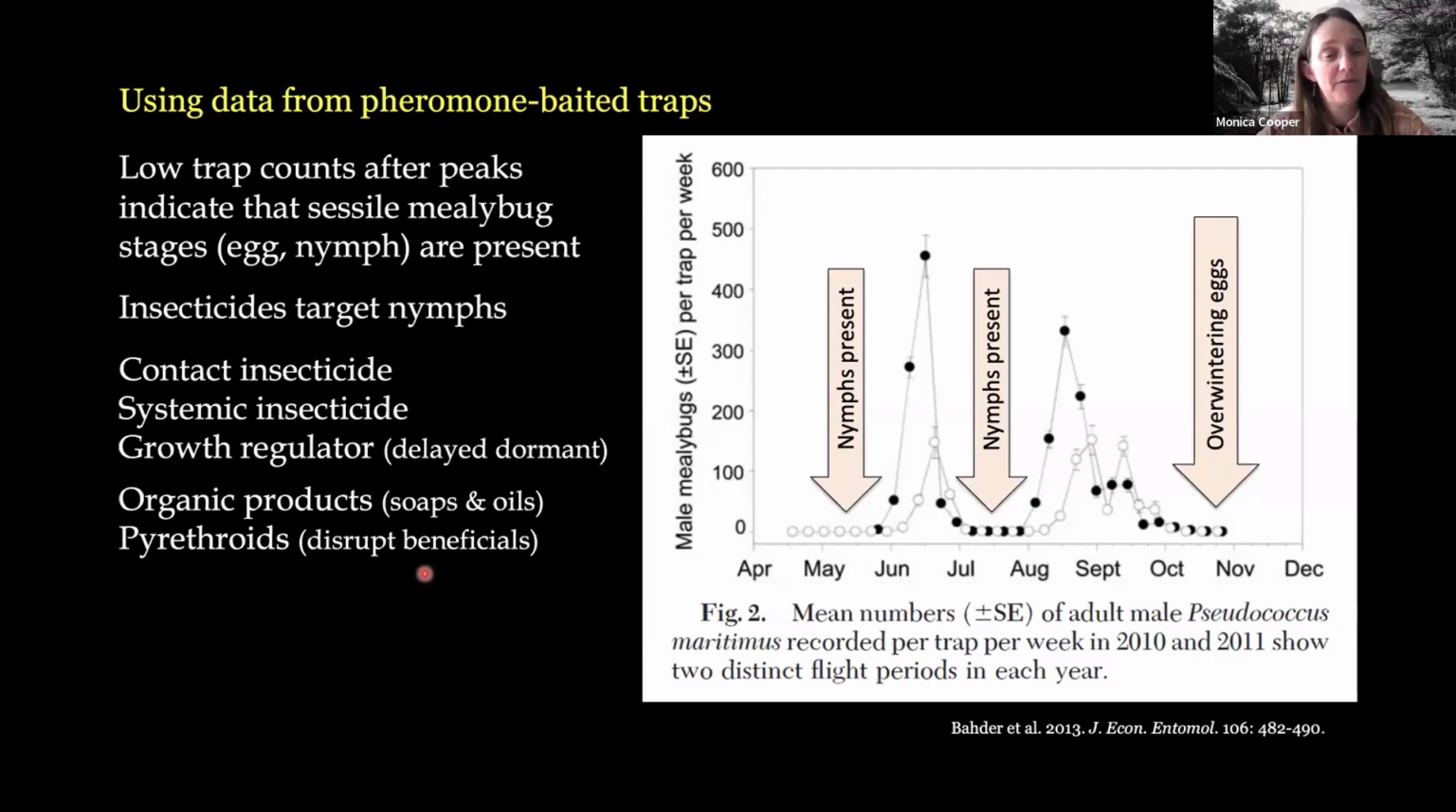We don't, as a sort of aside, we don't really use the pyrethroids for mealybugs. They're not particularly effective for mealybugs, and they're also quite disruptive to our beneficial insects. So part of the reason why we don't have large grape mealybug populations is because we have biological control, and so the pyrethroids can actually disrupt that and result in larger populations of grape mealybug than if you didn't spray at all.